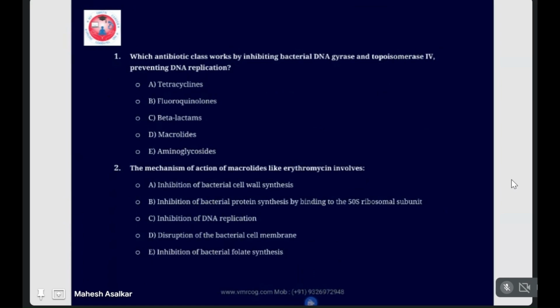The mechanism of action of macrolides like erythromycin involves: inhibition of cell wall synthesis; option B, inhibition of bacterial protein synthesis by binding to the 50S ribosomal subunit; inhibition of DNA replication; disruption of the bacterial cell membrane; inhibition of bacterial folate synthesis. B, inhibition of bacterial protein synthesis by binding to the 50S ribosomal subunit. Okay, let's see the answer.